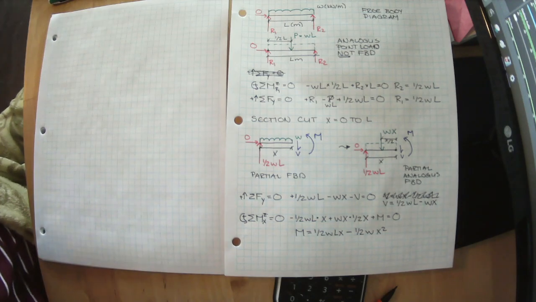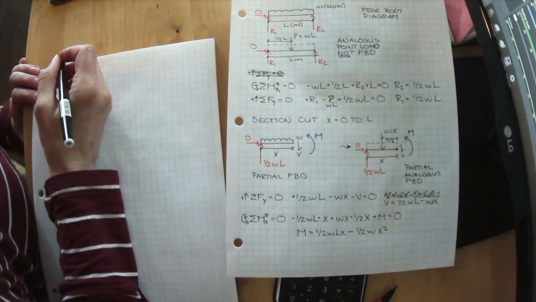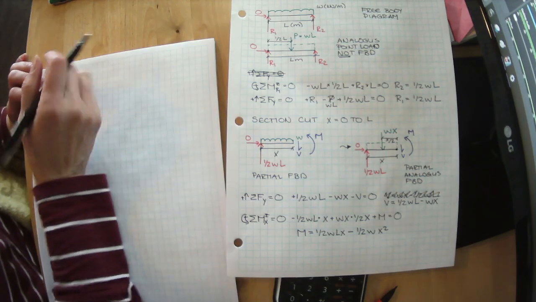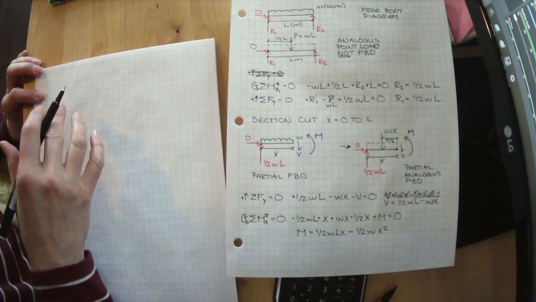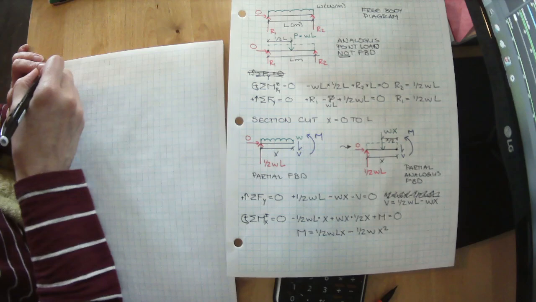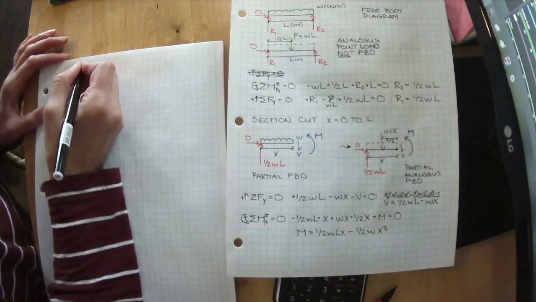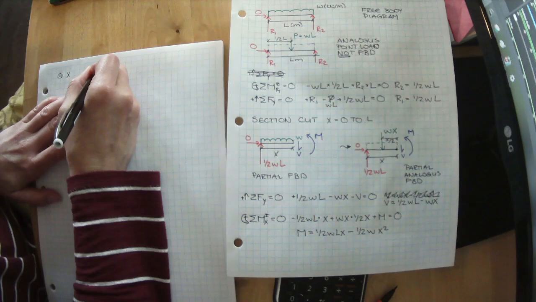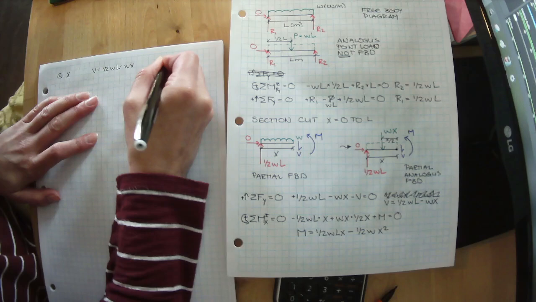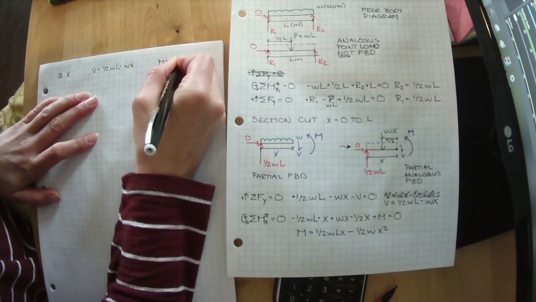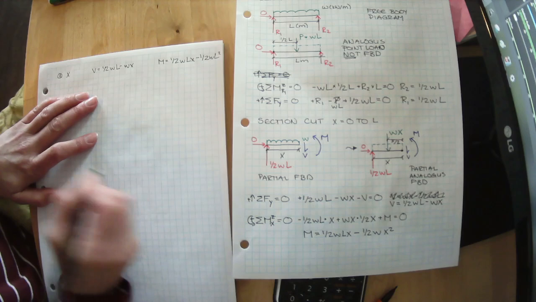Let's look at a few points for this. So we'll pick maybe each end and the middle. Let's just start there at one half and the middle. You could definitely plug in more points. I would be totally happy for you to do that. So at any point x, V equals 1/2 WL minus WX, and moment equals 1/2 WLX minus 1/2 WX squared.